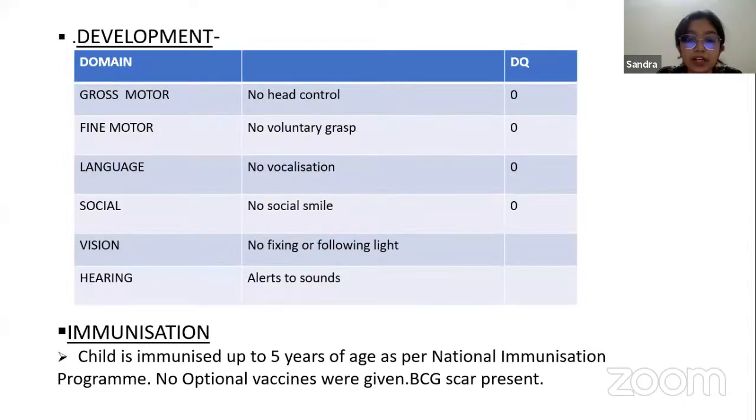Development: gross motor, no head control; fine motor, no voluntary grasp; language, no vocalization; social, no social smile; vision, no fixing or following light; hearing, alerts to sound. Child has a developmental quotient of 0 in all domains. So this is one of the worst situations you can get.